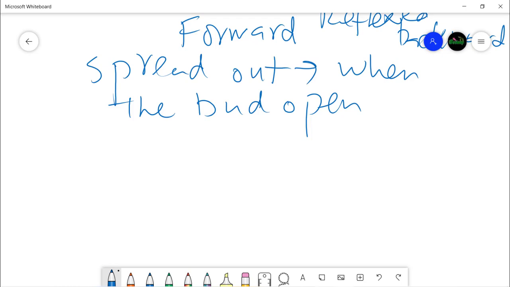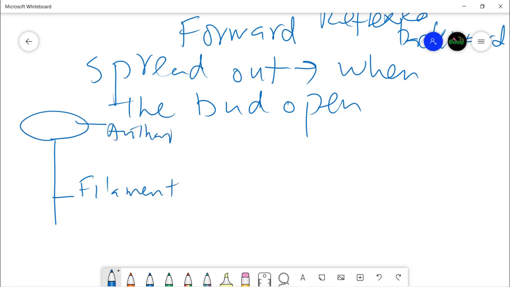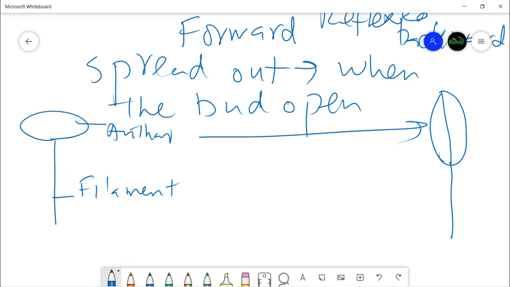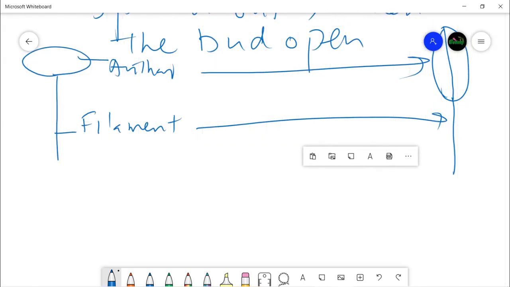As you know that in stamens we have 2 basic parts, the filament and the anther. So this is the filament and this is the anther, or we can draw it like this. So this is the anther and the filament. Now how is the anther attached to the filament?